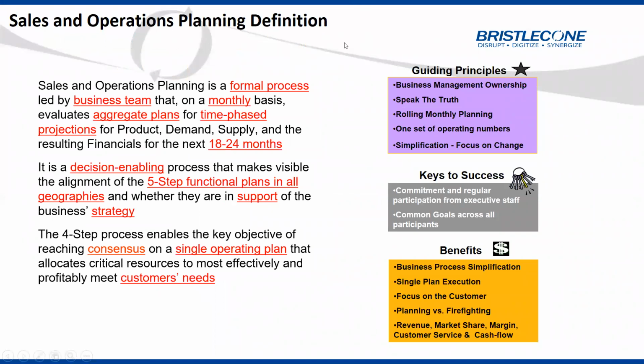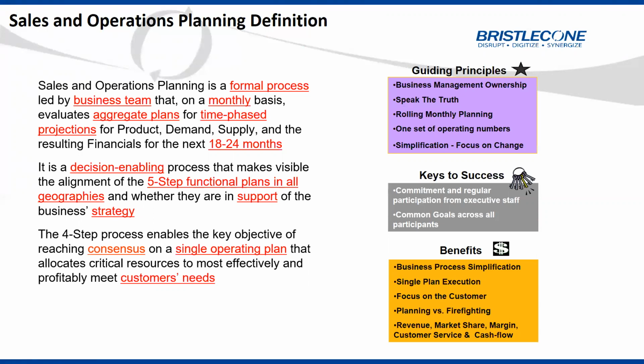An SNOP process, by definition, for those who like formal definitions, is defined as a formal process led by a business team occurring on a monthly basis to evaluate aggregate plans for time-phased projections for your product, demand, supply, and also integrated with financials for a horizon of the next 18 to 24 months. So essentially, it's a decision enabling process where you would like to see an alignment between your demand and supply.